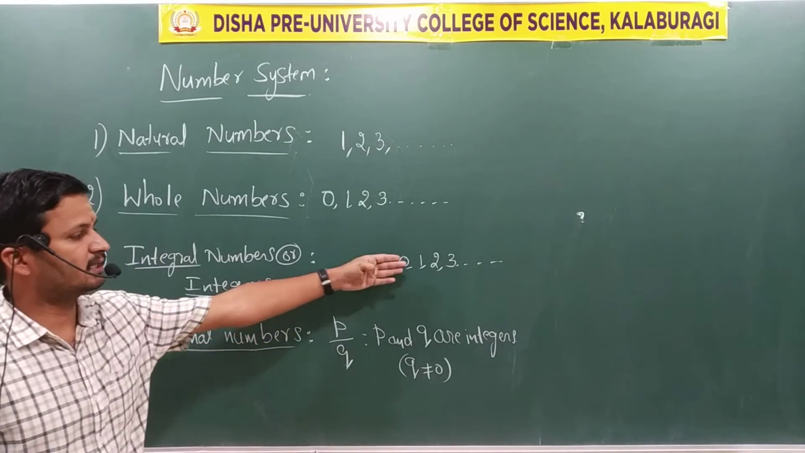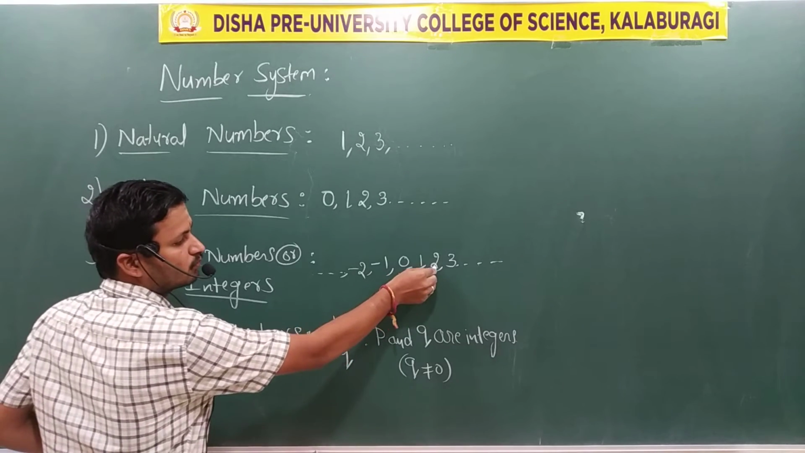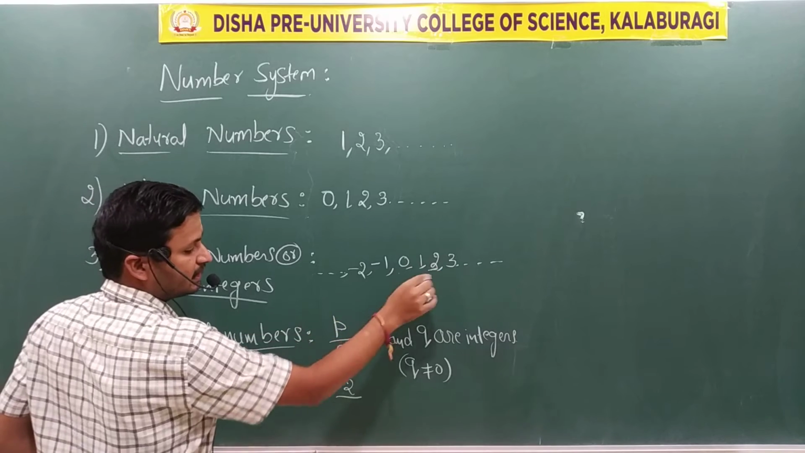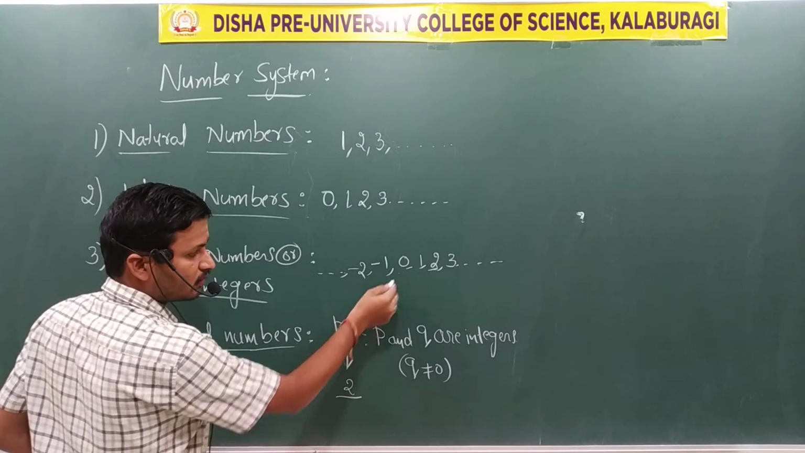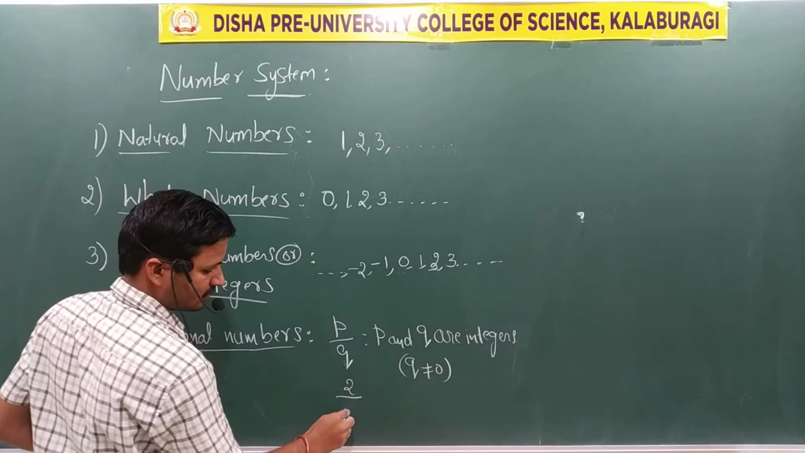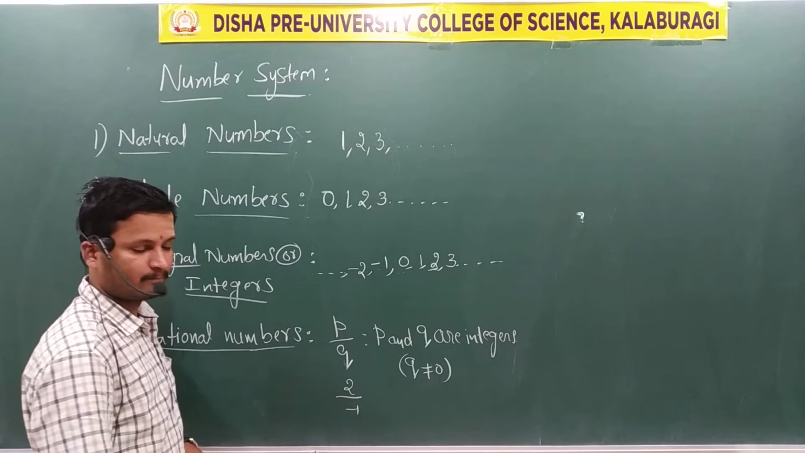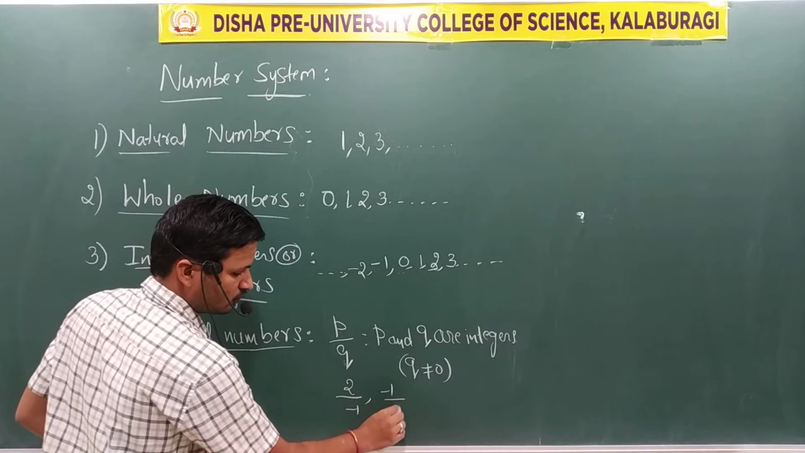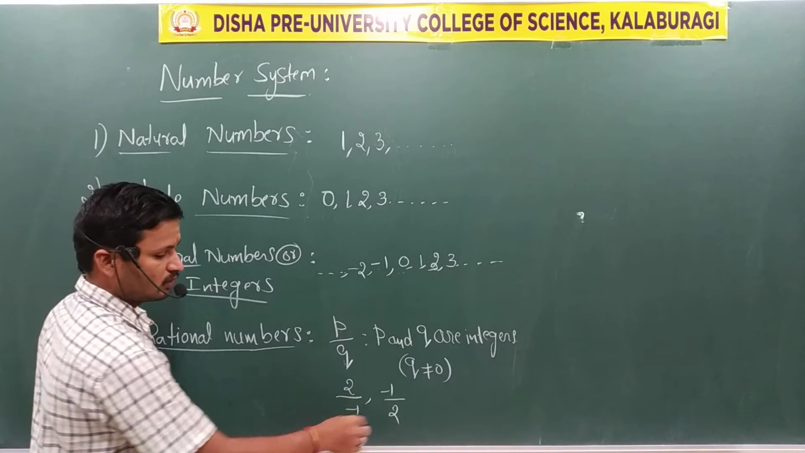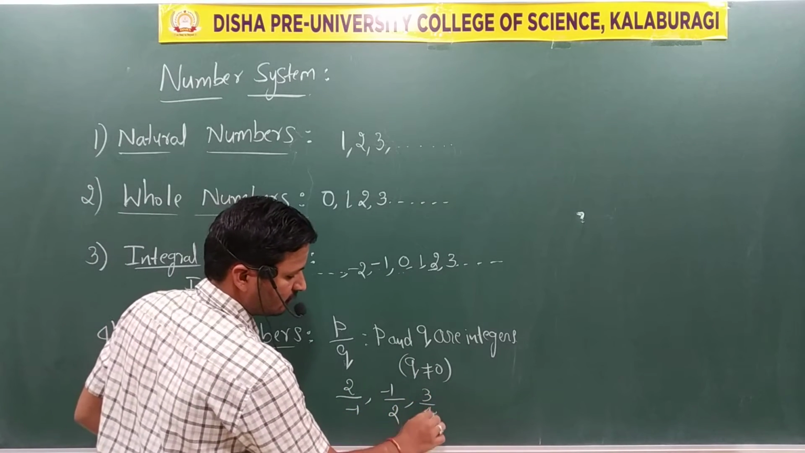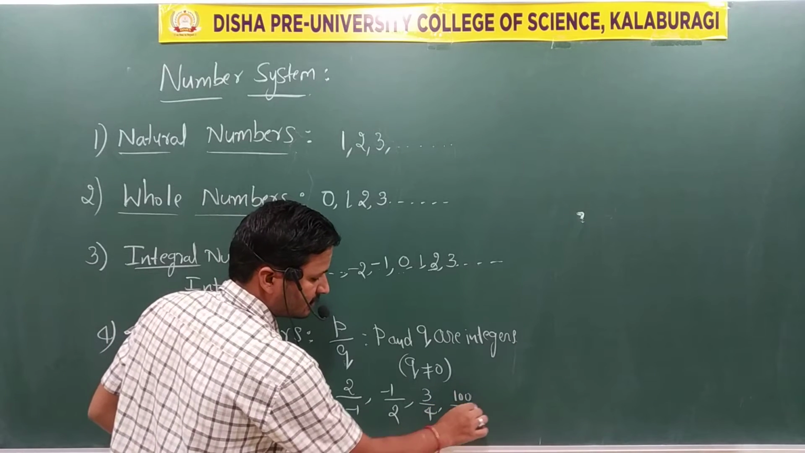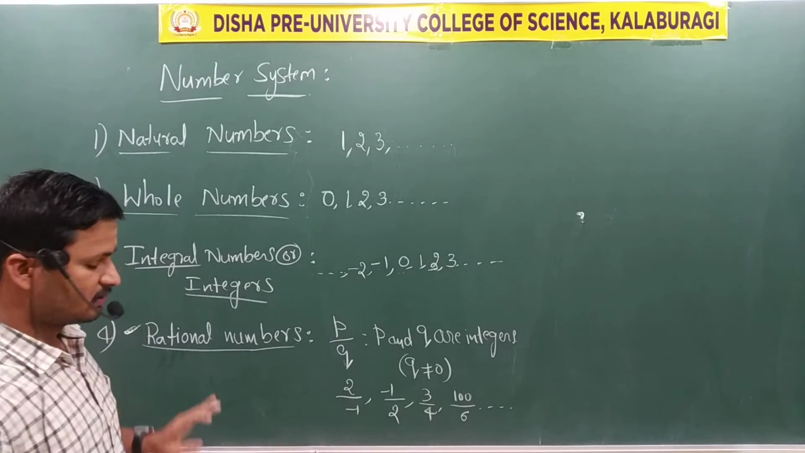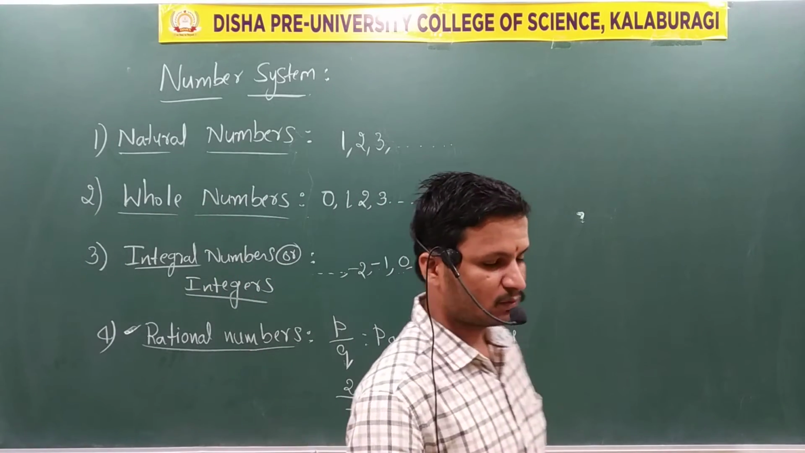So here P and Q are integers. You can choose any integer. I will choose 2 for P, and for Q any integer but not 0, so I will choose -1. So 2 divided by -1. Next, I will choose P as -1 and Q as 2, so -1 divided by 2. Or 3 divided by 4, 100 divided by 6. These are all rational numbers.